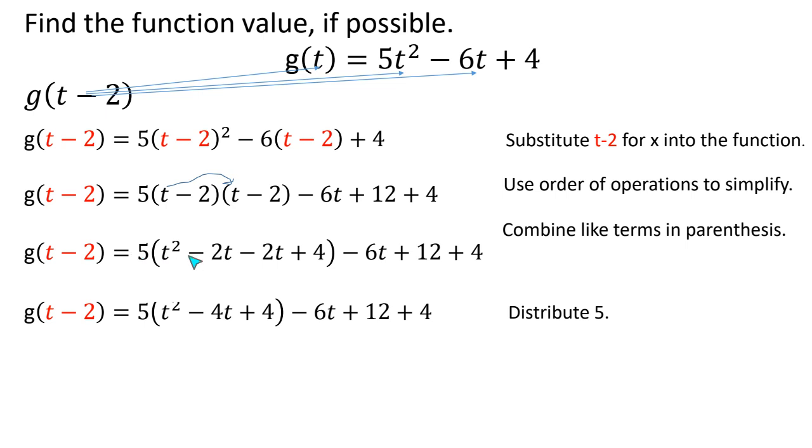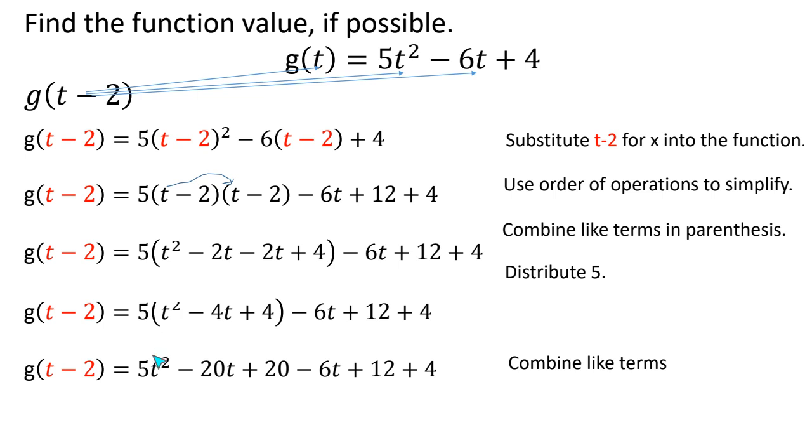And 5, let's combine like terms. Negative 2t and negative 2t is negative 4t. Distribute the 5. So 5 times t squared is 5t squared. 5 times negative 4t is negative 20t. 5 times 4 is 20. So we have a bunch of stuff here. Let's combine like terms. Negative 20t and negative 6t is negative 26t. 20 plus 12 plus 4 is 36. And that would be our answer.